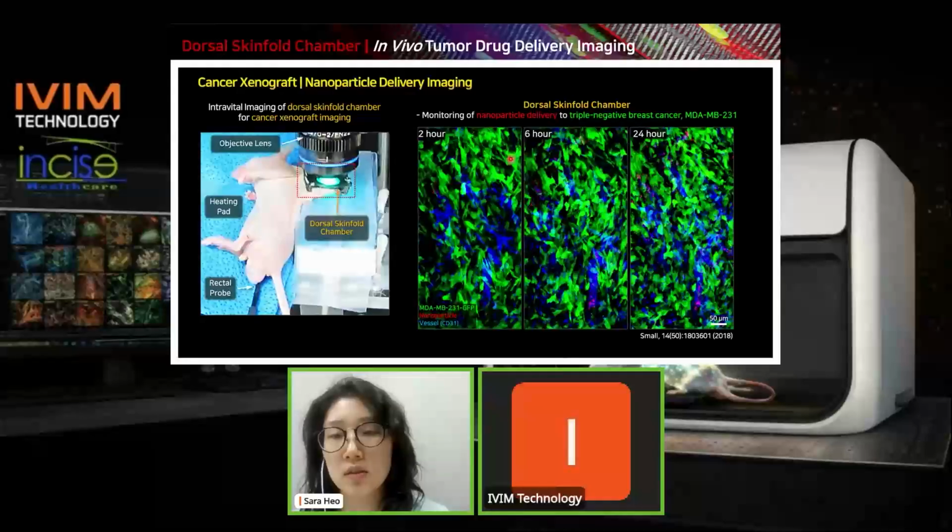So the green is the cancer cell, the blood vessel is in blue, and the nanoparticles are in red. So you can see that the signal of the nanoparticles increases as time passes, showing the nanoparticle delivery to triple negative breast cancer. So you can see that the red signal is shown as the time passes by.